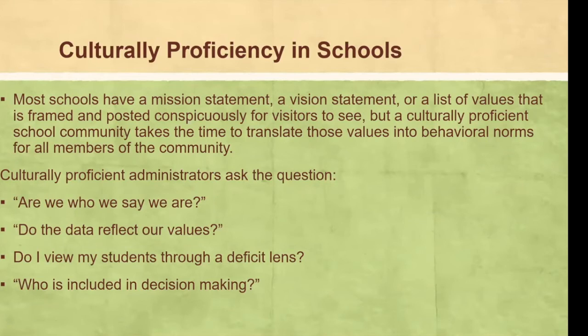Most schools have a mission statement, a vision statement, or a list of values that is framed and posted conspicuously for everybody to see. So a culturally proficient school community takes the time to translate those values, mission statements, action statements, and vision statements into behavior norms for all members of the community. So a culturally proficient administrator is asked the question, are we who we say we are? Do the data reflect our values? Do I view my students through deficit lenses? Who is included in decision making? And those are some very critical questions.